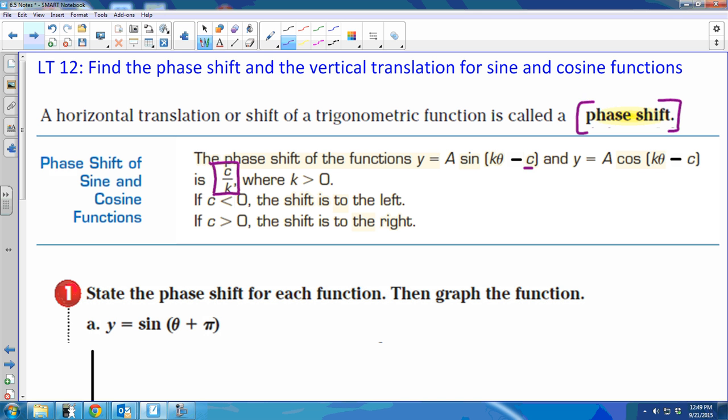C is represented in the function. It's going to be in the parentheses always. C is always in the parentheses. If it's outside the parentheses and it's being added and subtracted, it's a vertical shift. C has to be in parentheses. Then I have these backwards on your note sheet. I apologize. But if C is greater than 0, you're going to shift to the right, and less than 0, you're going to shift to the left.